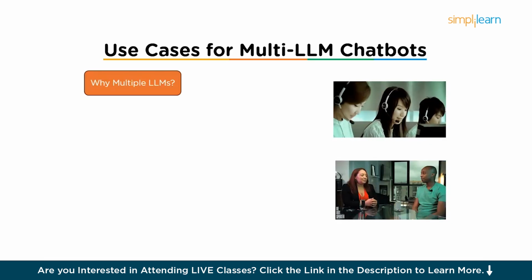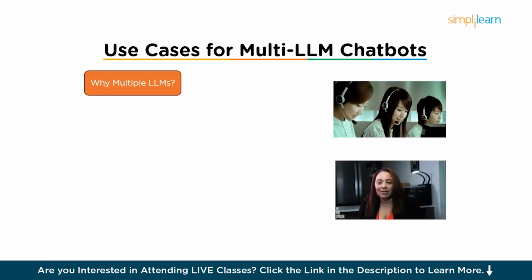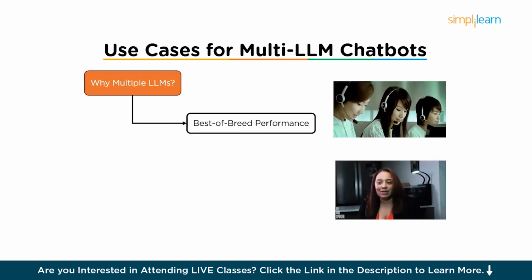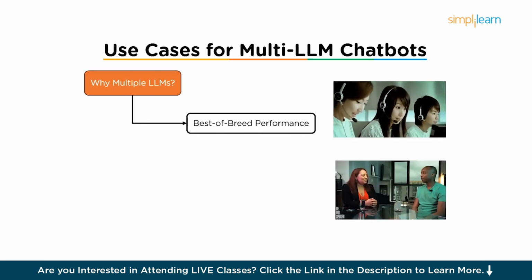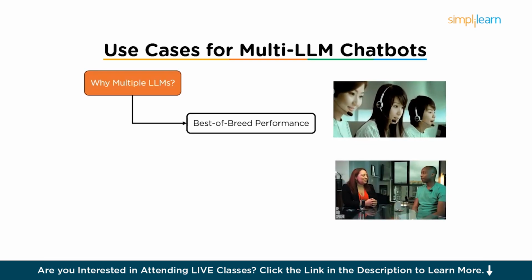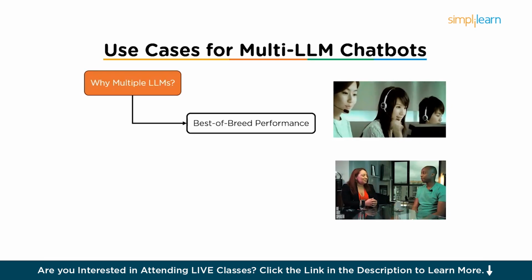The answer lies in several strategies. The first one is best of breed performance, which is that no single LLM is perfect for every task. By using multiple LLMs, we can leverage the strengths of different models for different parts of the conversation or different types of queries. For example, one LLM might excel in factual retrieval, while another is better at creative writing or summarization. Combining them allows us to achieve the best of breed performance for the overall chatbot.